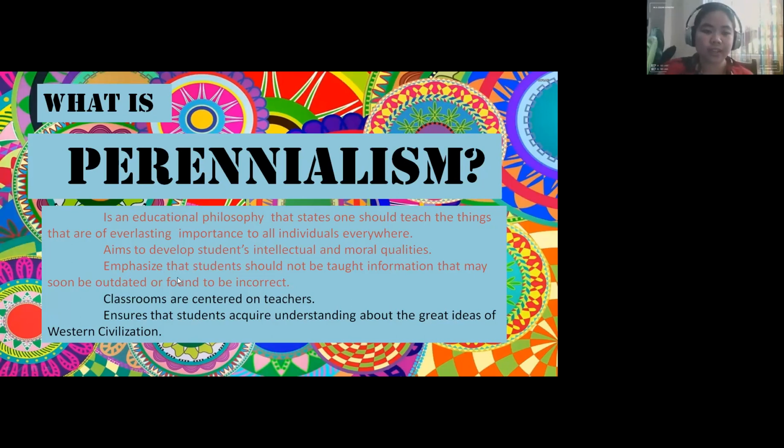It emphasizes that students should not be taught information that may soon be updated or found to be incorrect. What I said earlier is that teachers should teach learning that is based on facts, that is constant. In mathematics, as I said earlier, 1 plus 1 is always equal to 2. That's the idea in perennialism.